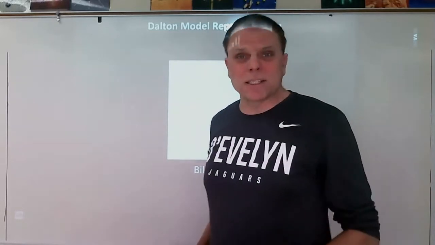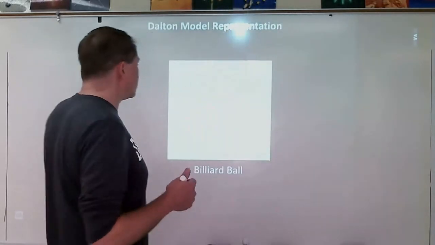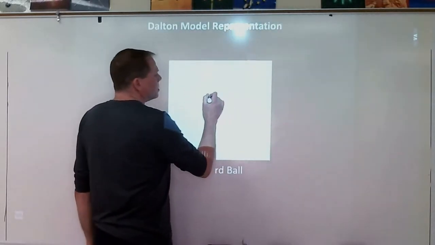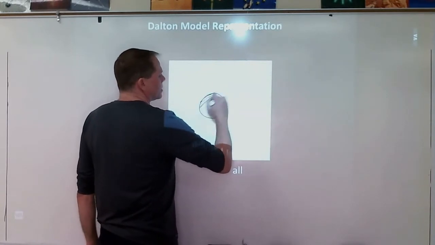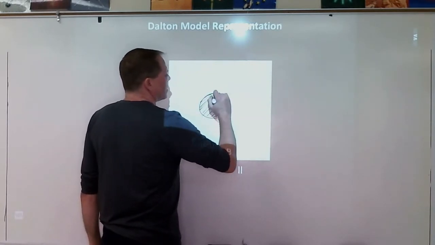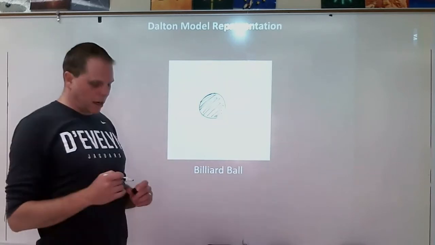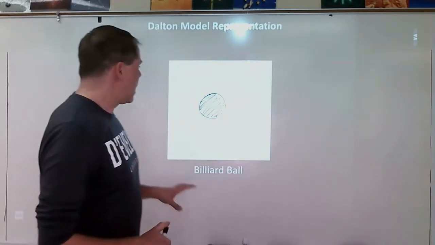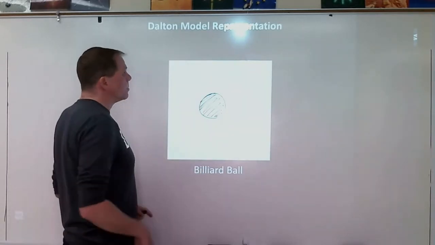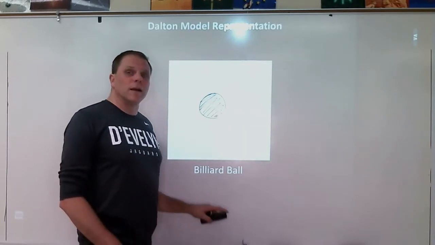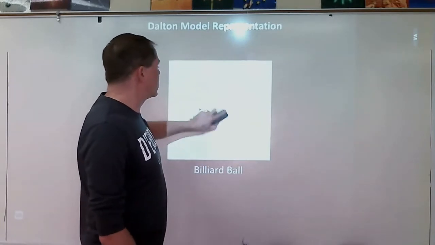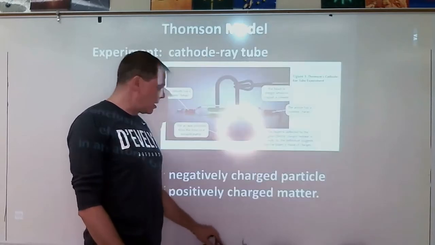It's okay for models to change. In science, models are changing all the time. So Dalton's model was basically this. He basically had this idea that an atom was a solid sphere, kind of like a billiard ball, okay? And so kind of get this idea. Dalton's model was basically a solid sphere, and each atom was going to be unique to each different element.